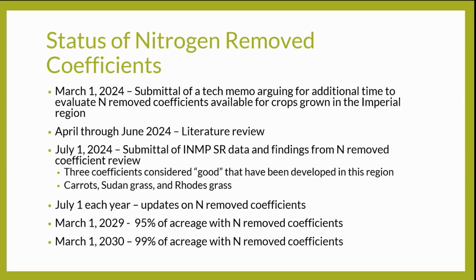We started engaging regional board in conversation about how you can't just use coefficients that are done in the Central Valley or even a Mediterranean climate. Those aren't necessarily the same. Carrots was a very good example that we had that information available. So we were able to write a tech memo explaining all of this, and submitted it March 1st, because that's an order requirement deadline. We got approval to extend your timeline for 5 years. So the new timeline is by March 1st, 2029, to have 95% of the acreage with crop coefficients, and by 2030, 99%.